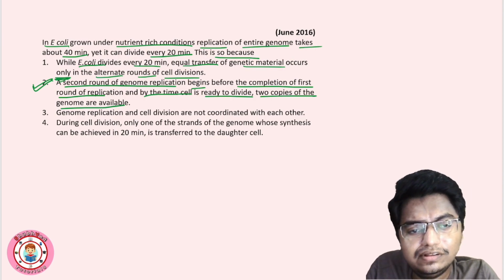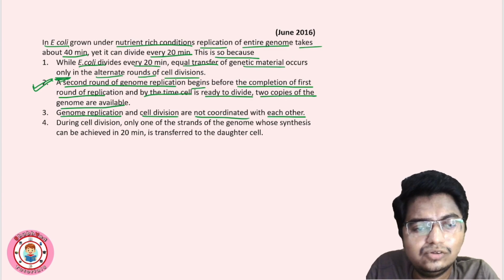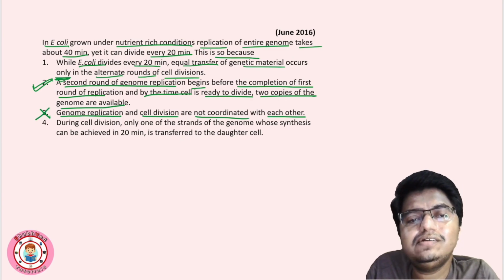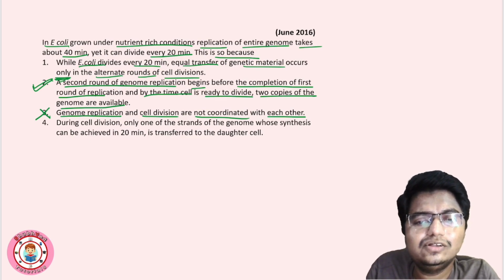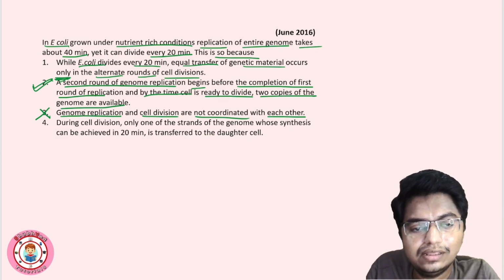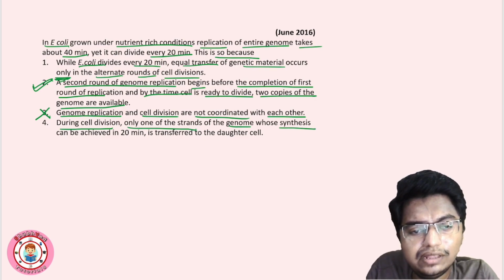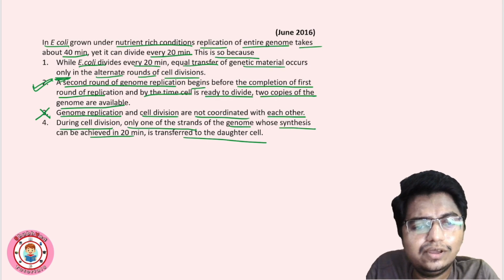Then we will also check the third: genome replication and cell division are not coordinated with each other. See, this is so wrong. It is not the case that cell division and replication have no coordination. Replication happens in the S phase of the cell cycle, right? And these are coordinated. Next statement: during cell division, only one of the strands of the genome, whose synthesis can be achieved in 20 minutes, is transferred to the daughter cell. Only one strand. Okay. Wrong.